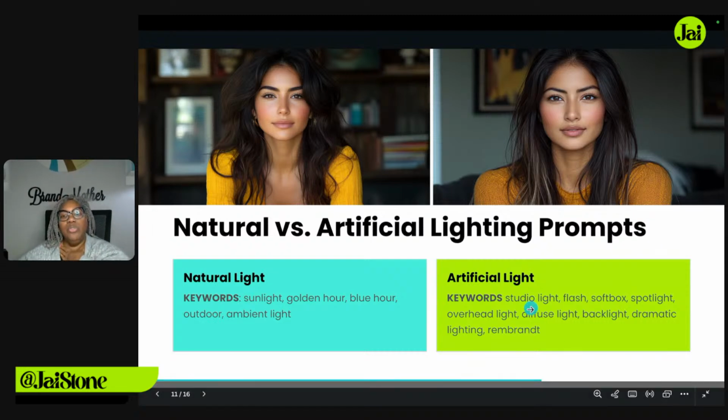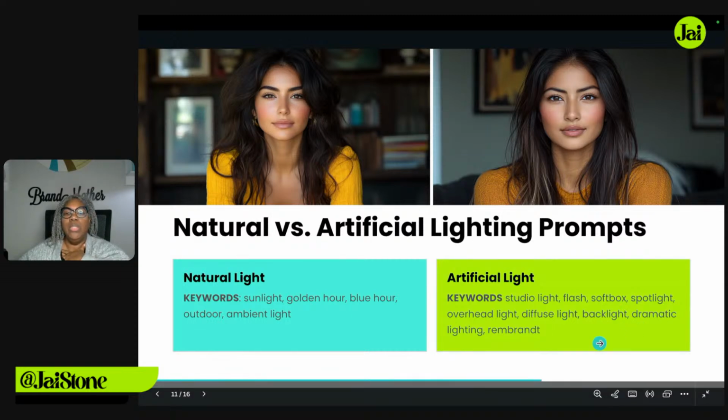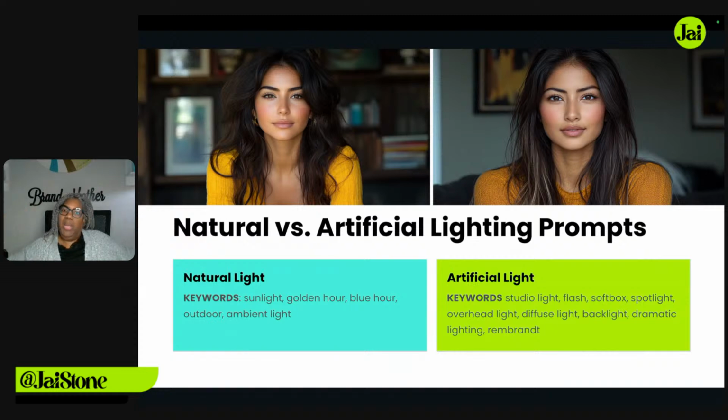So a lot of times I'll use studio light, flash, right? Flash photography, soft box. It gives a softer look, but still brighter than natural light. Spotlight, overhead, diffuse light. Backlight, dramatic lighting. Rembrandt means that their face is lit and then everything else is kind of in the shadows behind them. Rembrandt was an artist back in the day, and that's a lighting style because he was famous for that.